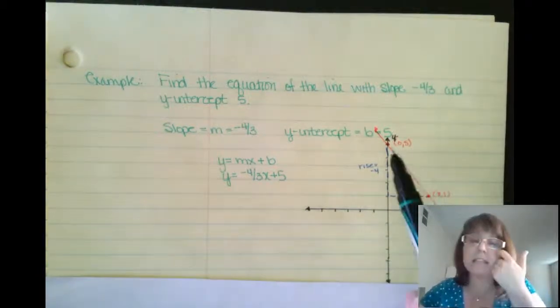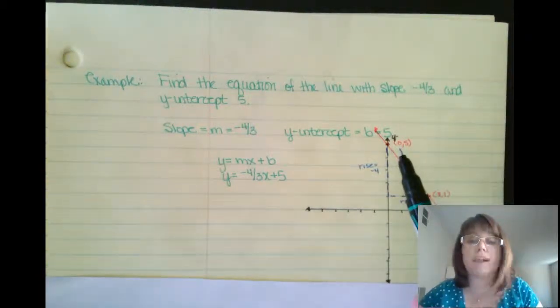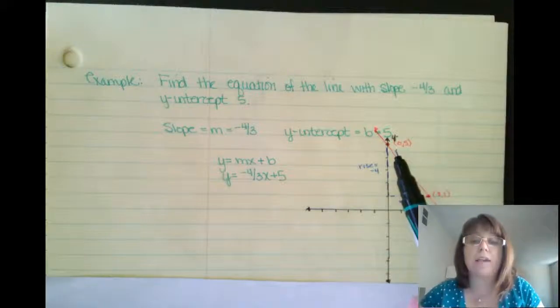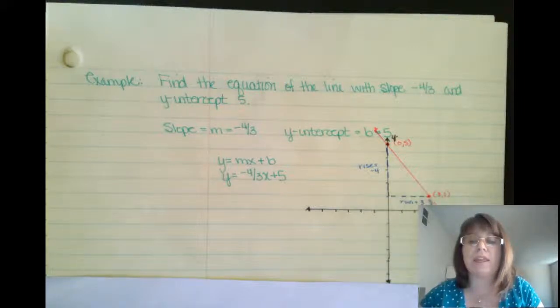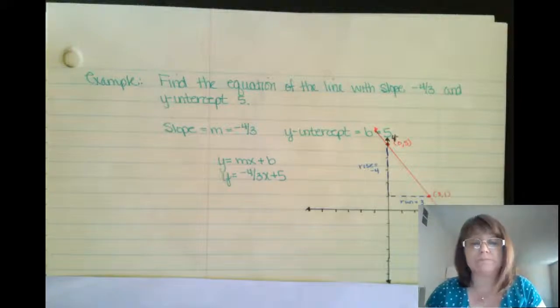So if I have (0, 5) as my y-intercept, I go down 4 because it is negative, and I run to the right 3. So another point that's on the line is (3, 1). Connect the points, and I have my line.